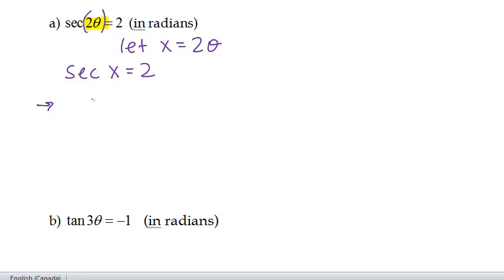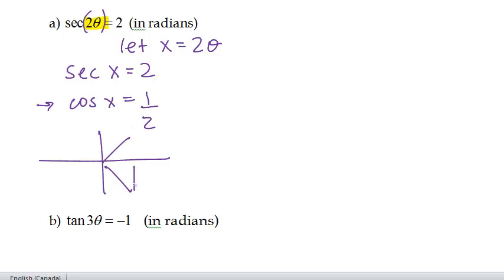Right, so going back to last lesson, what I find instead of doing secant is cosine, so cosine is the reciprocal, 1 over 2. Draw your picture. Cosine is going to be positive in the 1 and 4. Tangent is opposite y divided by the adjacent x, which is adjacent 0.